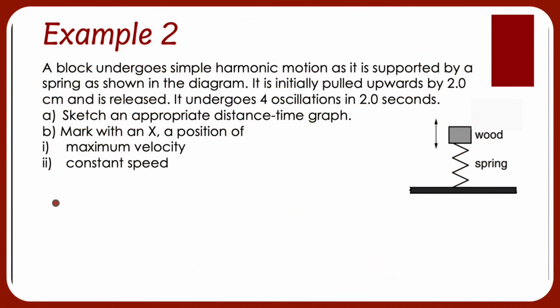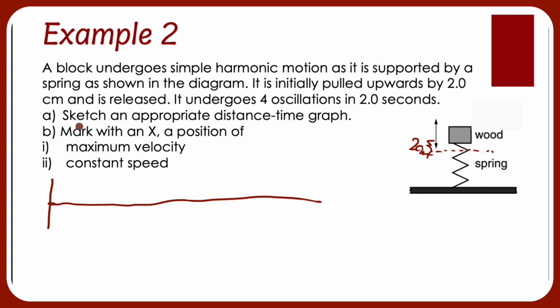So let's do one more example. Now, I've been using a pendulum so far in this video. Remember, there's lots of different examples, and so I've purposely chosen a mass and spring system here to have something different. It says it's initially pulled up by 2 centimeters from equilibrium. So let me just draw equilibrium here and say this was 2 centimeters and it's released. It undergoes 4 oscillations in 2 seconds, and I'm asked to draw a graph.